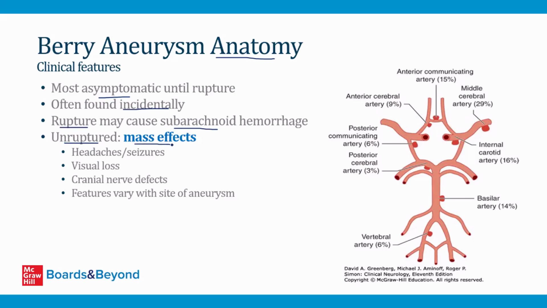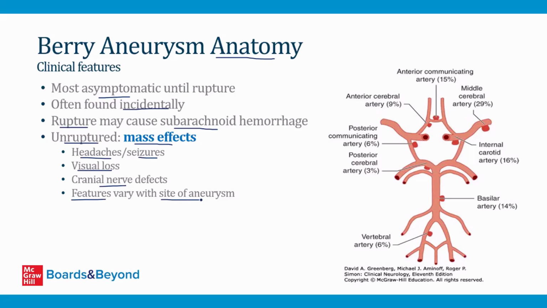In other words, if the aneurysm gets large enough, it can compress nearby structures, leading to symptoms even though it hasn't ruptured yet. These symptoms can include things like headaches or seizures. They can include visual loss. You can see cranial nerve defects. And the specific clinical features that you see vary with the site of the aneurysm, and that's what we're going to talk about in the next few slides.